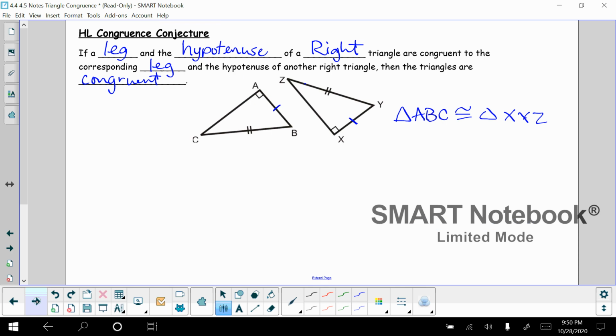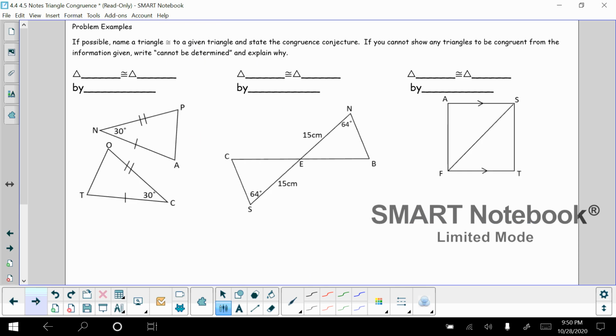Okay, so how do we use these conjectures? These conjectures are used in a problem in which they're asking if the triangles are congruent. So basically, it says, if possible, name a triangle congruent to a given triangle, and then state the congruence conjecture. If you cannot show the triangles to be congruent from any information given, write cannot be determined, and explain why. So let's take a look at this first picture.